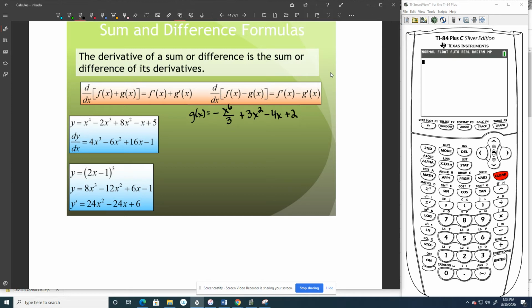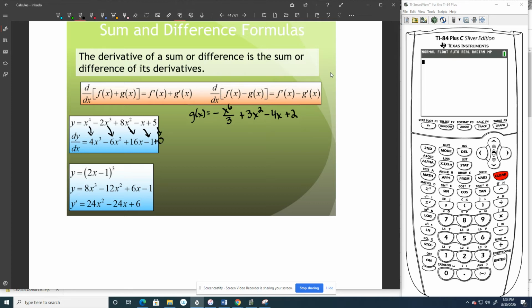When they take the derivative, x to the 4th is just 4x cubed. The -2x cubed, the 3 times in to get -6. The x to the 3rd drops down to x squared. 8x squared becomes 16x, and -x just becomes -1, and that plus 5 becomes 0, so we don't have to worry about adding it at all.